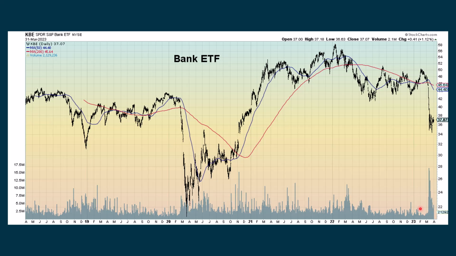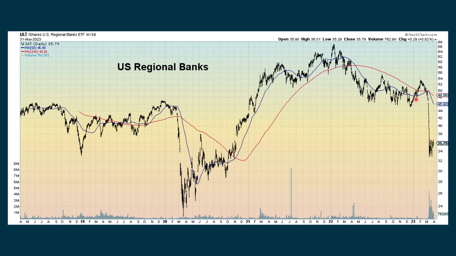Looking at banks, which have been in the news lately, we're still seeing a lot of weakness in the bank ETF. Here's a regional bank ETF. Even though it bounced up on Friday, it is still in an overall downtrend.